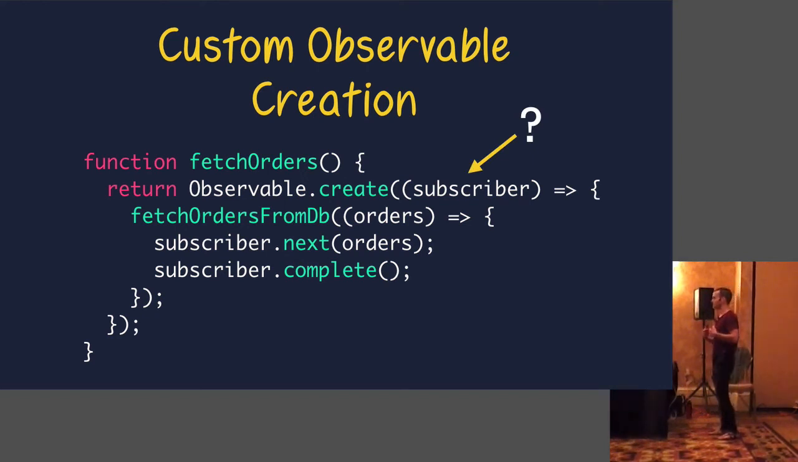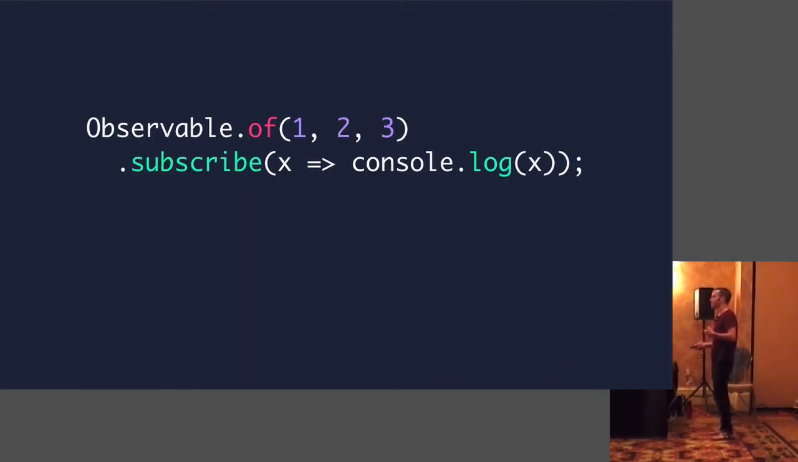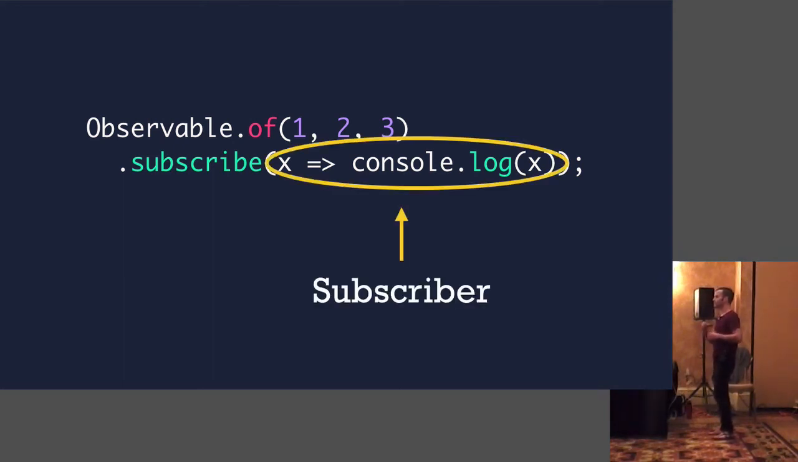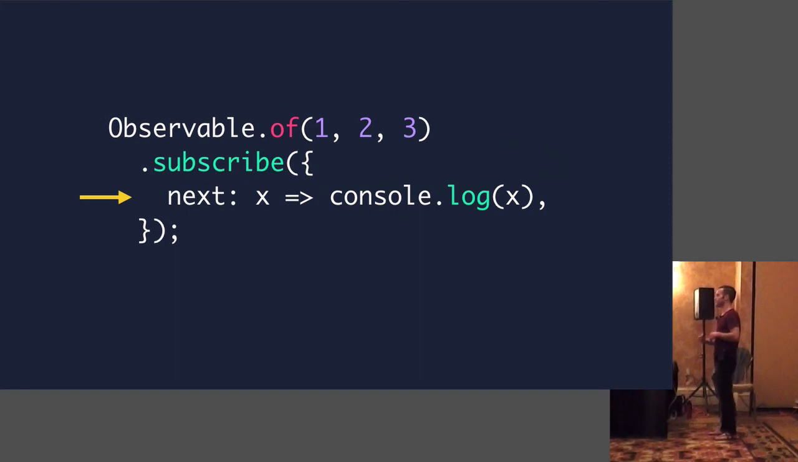What is a subscriber? We have a lot of words floating around: observable, subscription, subscriber, and whatnot. Well, if we look back at this simple example, observable 1, 2, and 3, that callback we provided to subscribe was our subscriber. It was just sugar for that next function that we saw earlier. So in fact, it's no different than if we had passed in an object. So we can pass in objects to subscribe as well and specify what we're interested in listening to.